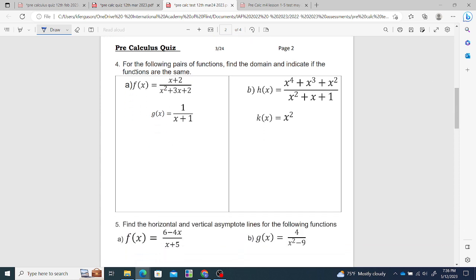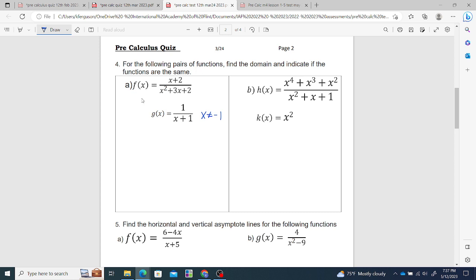Okay, so for the following pairs, find the domain and indicate if the functions are the same. All right, so first off, if the functions are the same, I'm looking to see if they have the same domain and if they kind of reduce to become each other. Okay, so if I look at this, what is the domain for this? Well, the domain is x cannot equal negative 1, because if I get negative 1 and plug it in here, I get 0 in the denominator.